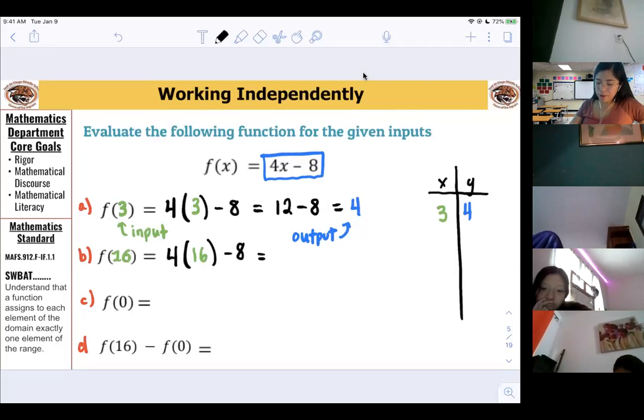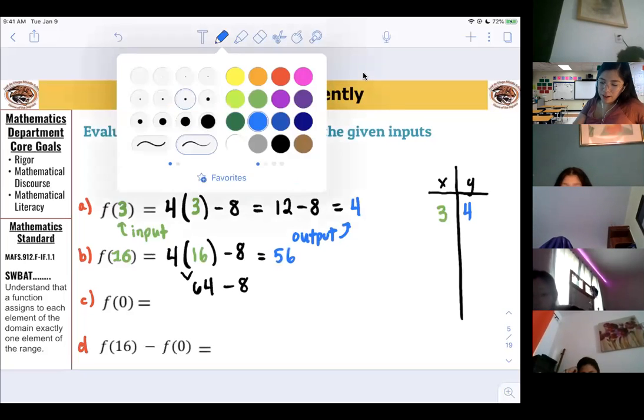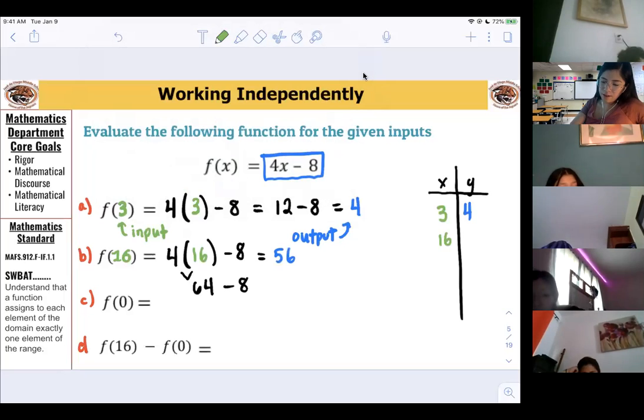All right, so to get my output, first things first, I have to multiply because I'm following PEMDAS, right? PEMDAS tells me to multiply first. What's 4 times 16? 64. Yeah, 64. So I have 64 minus 8. What's 64 minus 8? 56. So that's how I got my answer. My input was 16. My output was 56.